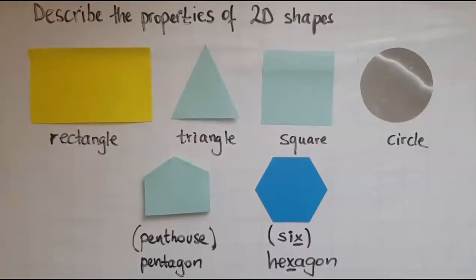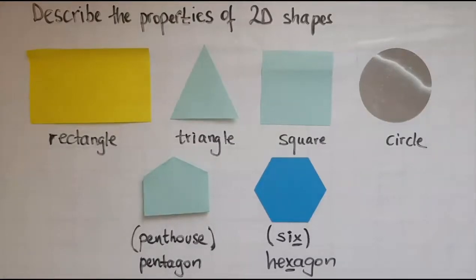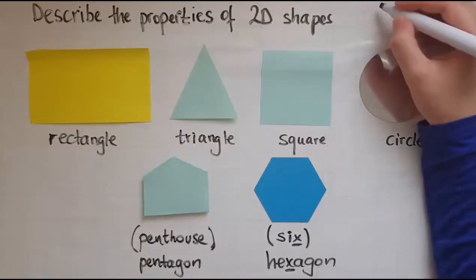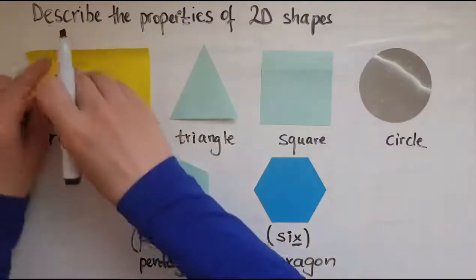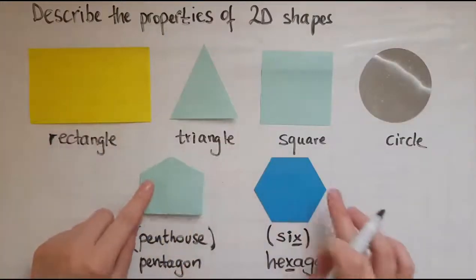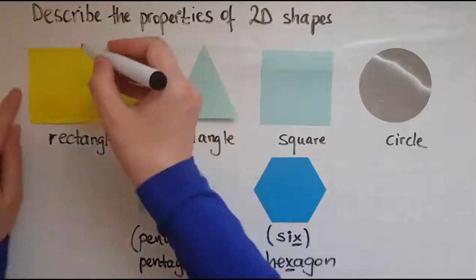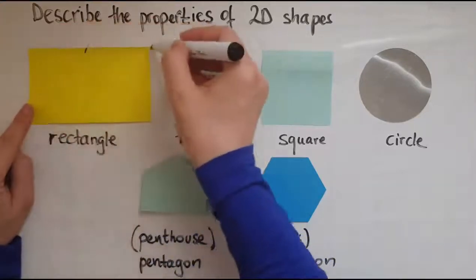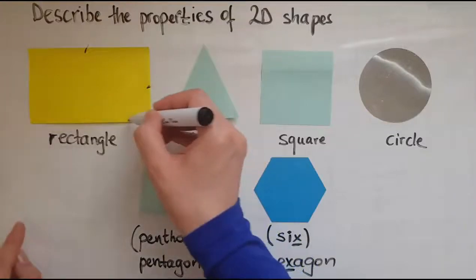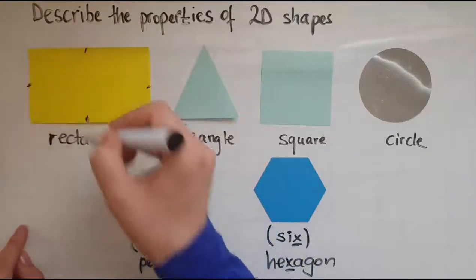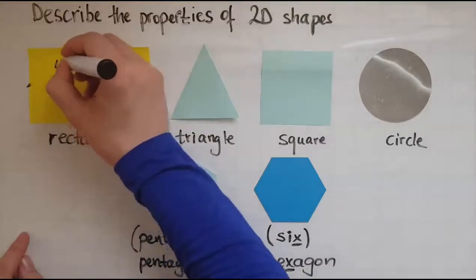In this video, we'll look at describing the properties of 2D shapes. What we'll look at is the sides, corners and angles. So we'll try and describe the sides, corners and angles for each of these shapes. So let's start with a rectangle. How many sides does this rectangle have? Well, I can see one here, and another here, 2, 3 and 4. So it has 4 sides.